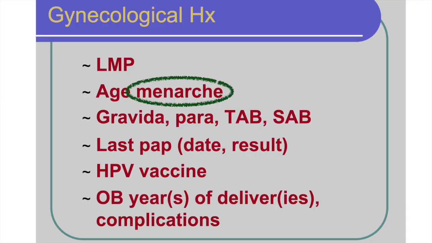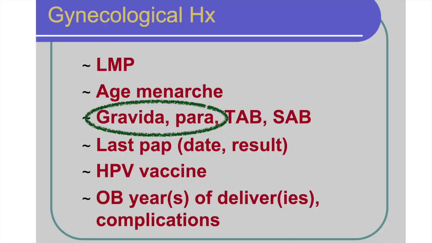If they're of childbearing age, being more specific is obviously more important because we need to know their risk for pregnancy as well as other things. Menarche is the age at which a person gets their first menstruation, so sort of 9 to 13, more or less. GNP stands for gravidipara.